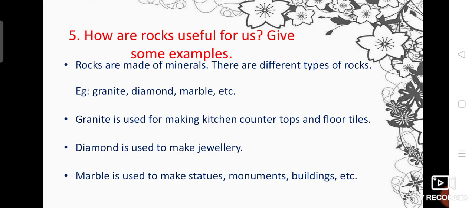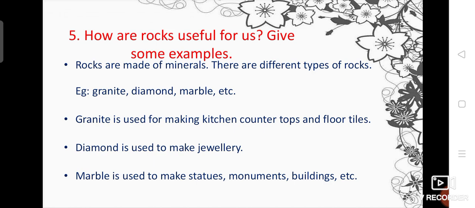Question number 5. How are rocks useful for us? Give some examples. Rocks are made of minerals. And I already told you plants also need minerals. They are absorbing minerals from the soil only, isn't it? There are different types of rocks. What are the different types? For example, granite, diamond, marble, etc.